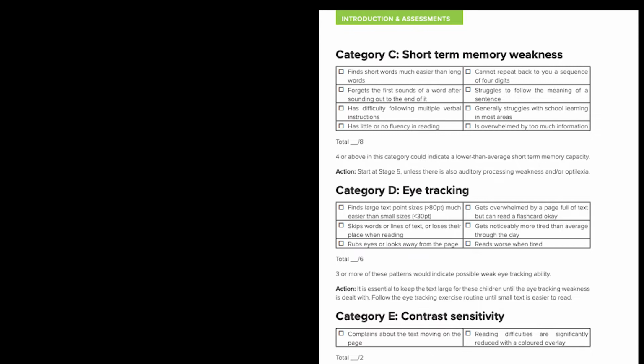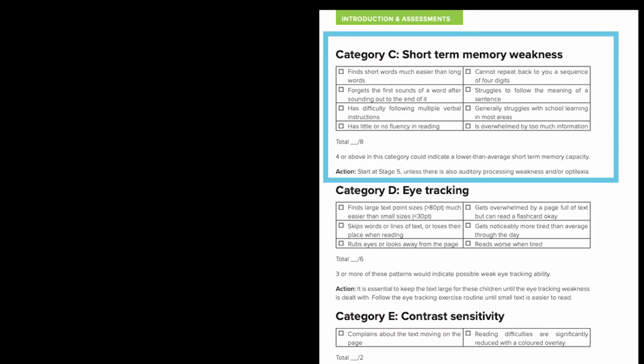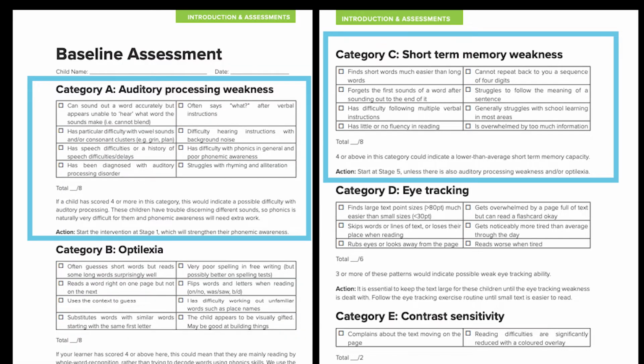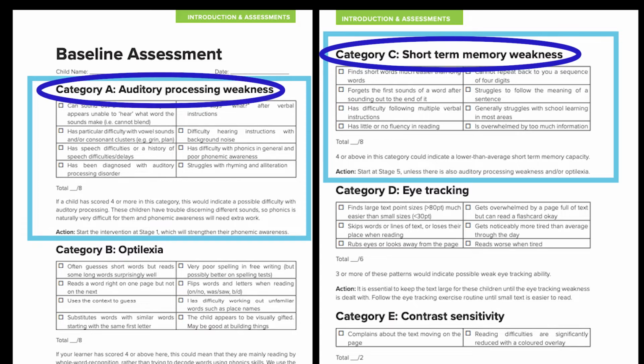Let's take another child, maybe this time Bob, and he's also scored 4 or more on category C, but he is also scoring 4 or more on category A as well. This would indicate that Bob has some difficulties with short-term memory, but also has some difficulty with auditory processing. The action from category C is to start on stage 5, but category A says to start on stage 1. So what do we do at this point?